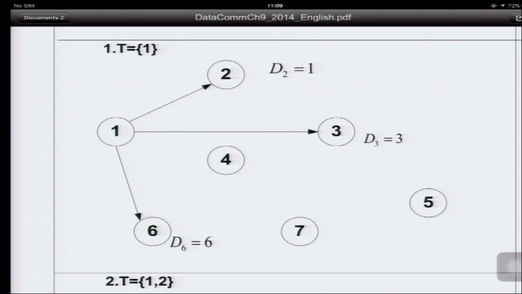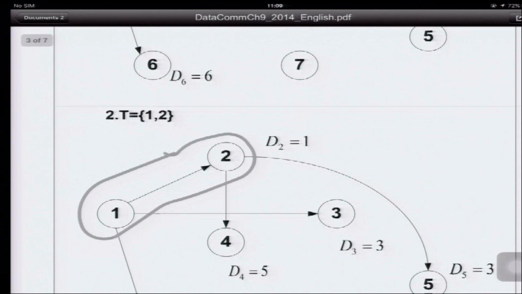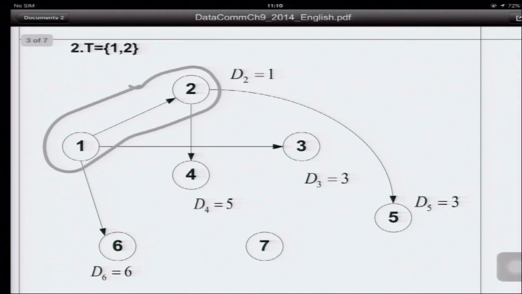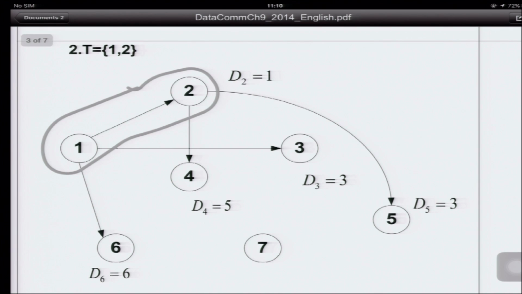Then you look at this: d sub 2 is 1, d sub 3 is 3, and d sub 6 is 6. So what is the lowest value? The lowest cost is node number 2. So then you put node number 2 inside of the set, like this. So the set includes node number 1 and node number 2. Now you update the path cost. So 1 to 2, you still have the link cost of 1, right?